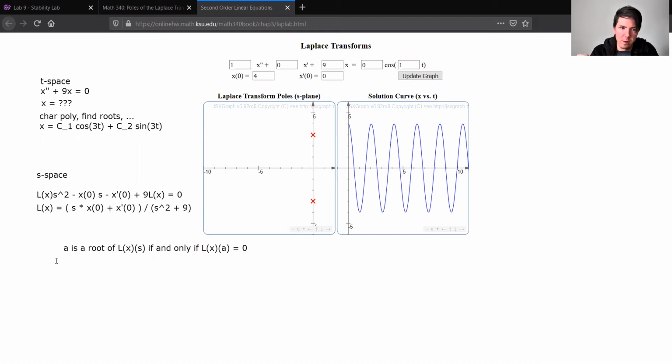That's a root. We would say that A is a pole, P-O-L-E, of L of x of s, if and only if something similar is true. It's not L of x of A, it's 1 over L of x of A is equal to 0.